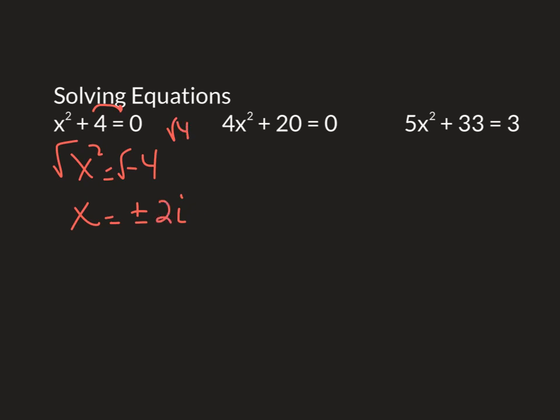And the square root of 4 is 2, so it's plus or minus 2i. And it's really that simple. I should say it's simple, but it's not that difficult. Second problem, I should say.